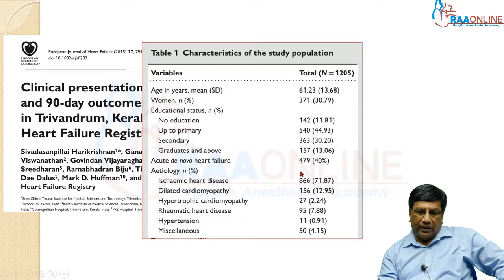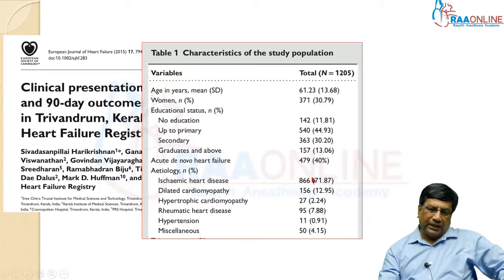The most common etiology for heart failure today in India is ischemic heart disease, followed by dilated cardiomyopathy, and of course rheumatic heart disease is the next thing, and also hypertension, 11%, and miscellaneous. So, the most common cause of heart failure today in India is ischemic heart disease.